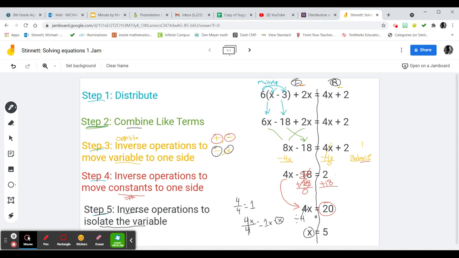And then now remember, we need to keep our equation balanced. On the left side, we divided by 4, right? So on the right side, we have to also divide by 4. So 20 divided by 4 is 5, all right? And so our final answer here is x equals 5.